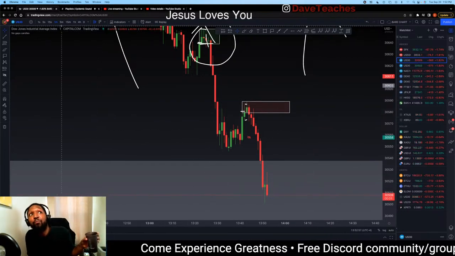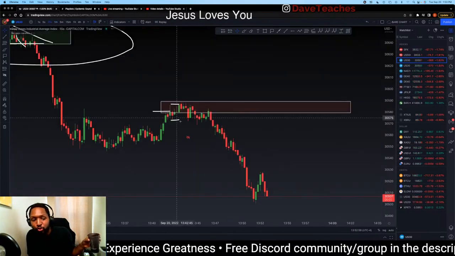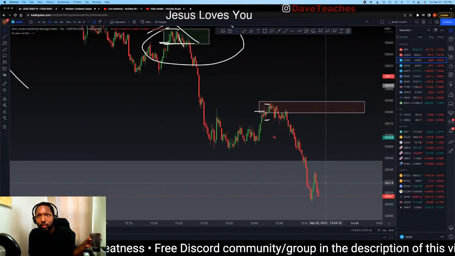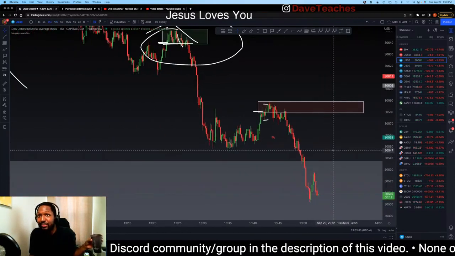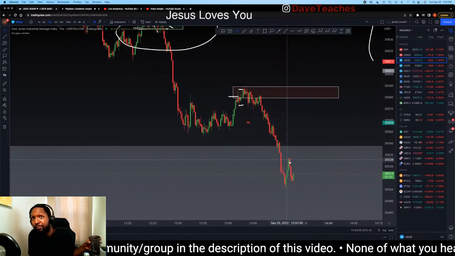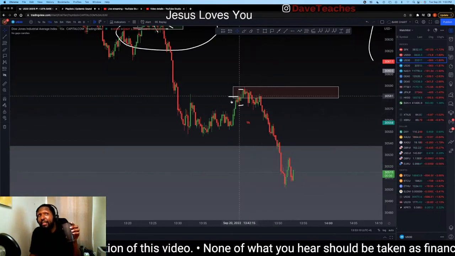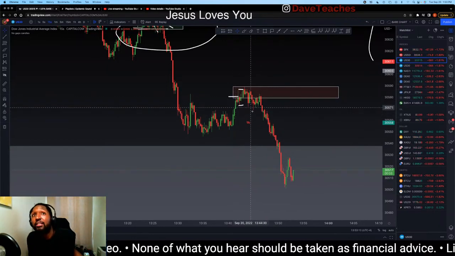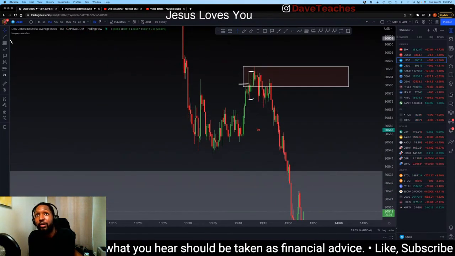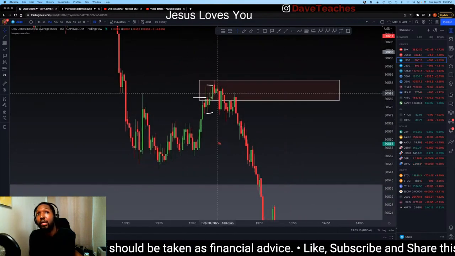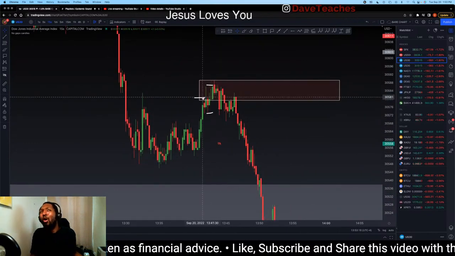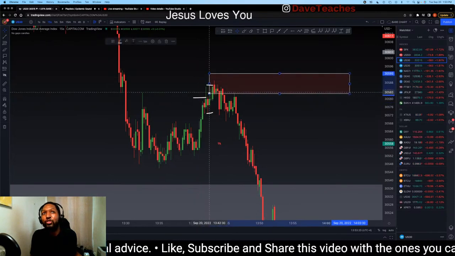Look at it on the 15 second. I tell people all the time, you should trade on the 15 second. And look at this imbalance tap. Rejected on the 15 second. The 15 second is way clearer. Look at this. Come on, you could have caught. There was multiple entries on this. Look at this. First entry here.